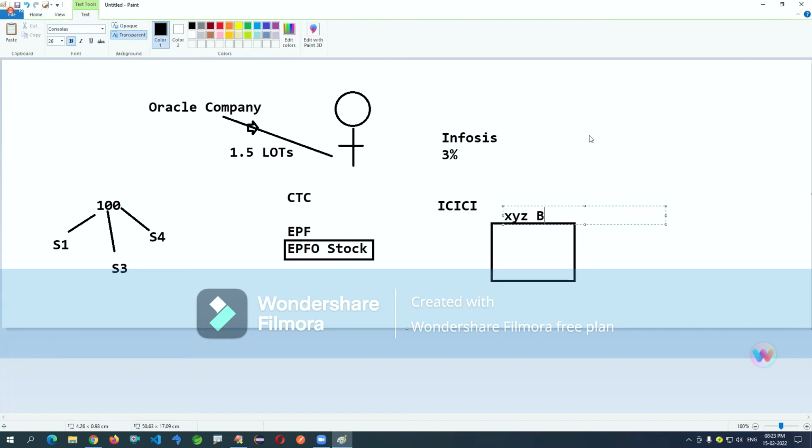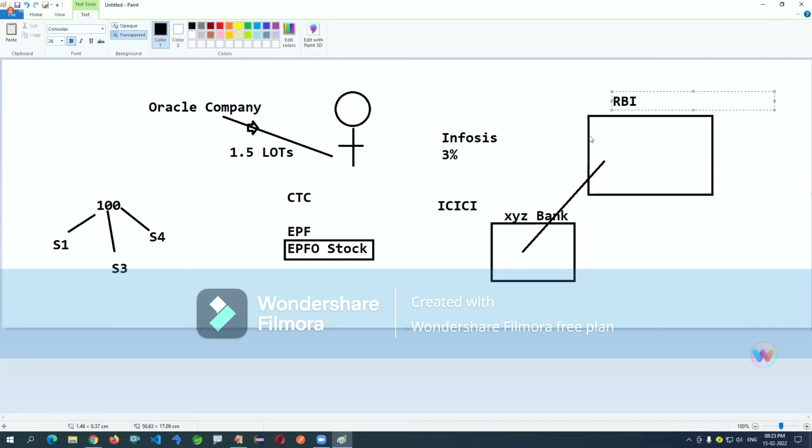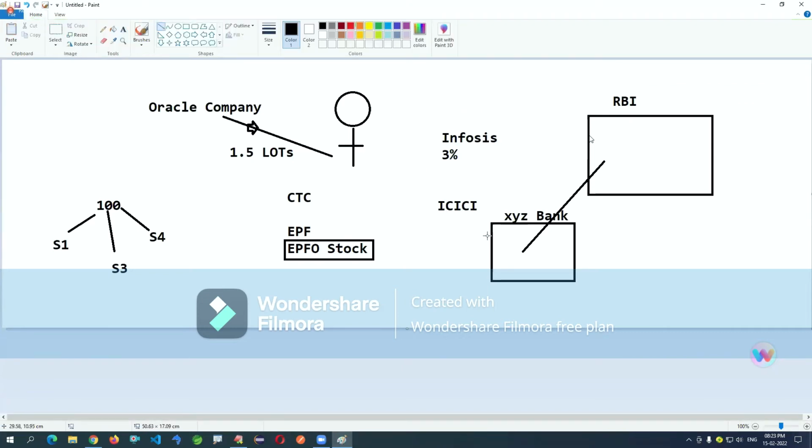Okay, XYZ bank is started. How will they get the money initially? The bank, XYZ bank, will go to RBI, Reserve Bank of India. What RBI will do is give them one bond. They will register, and RBI will give some money against some bond. With this bond, they can serve customers.